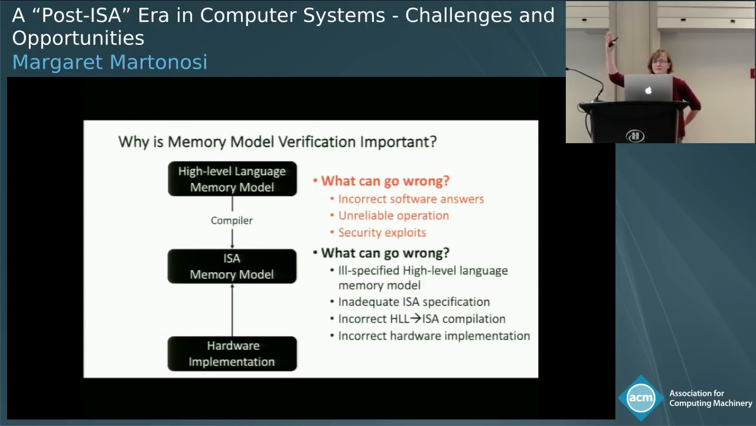The compiler that maps from one to the other, that can go wrong. And even if all of that is correct, we could have a design error in the hardware that just says, we were trying for TSO, but we didn't quite make it. So incorrect hardware implementations can go wrong as well.